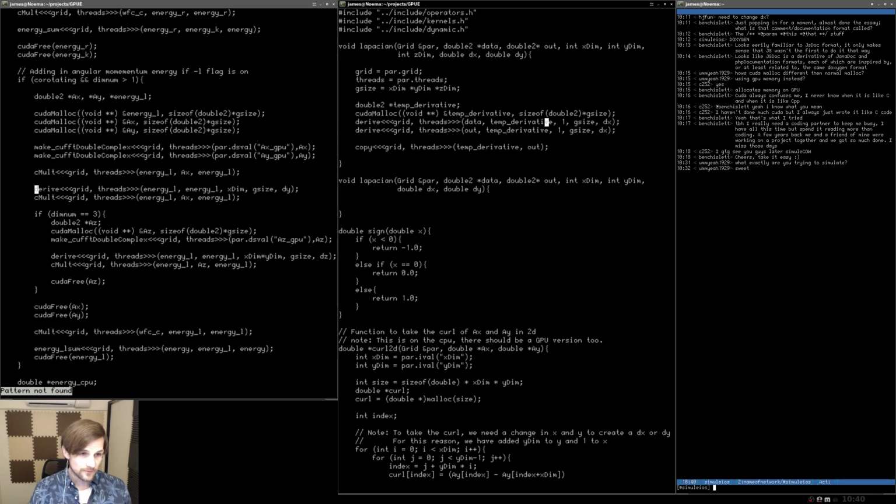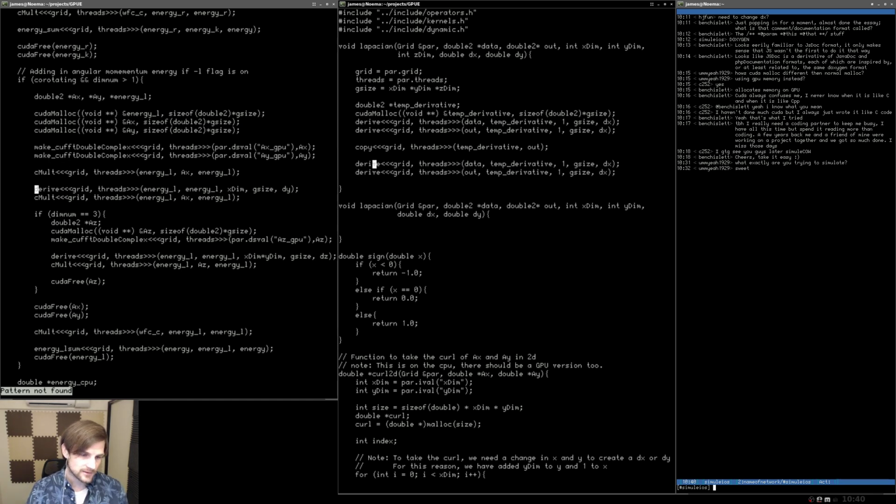Now we're going to perform the same routine for the Y dimension here. So we're going to yank it, paste it down here. And for the Y dimension, we're just going to change the grid size here to be X dimension, and down here it's going to be another X dimension. And we're going to change this to dy. Okay, so now we have the two derivatives.